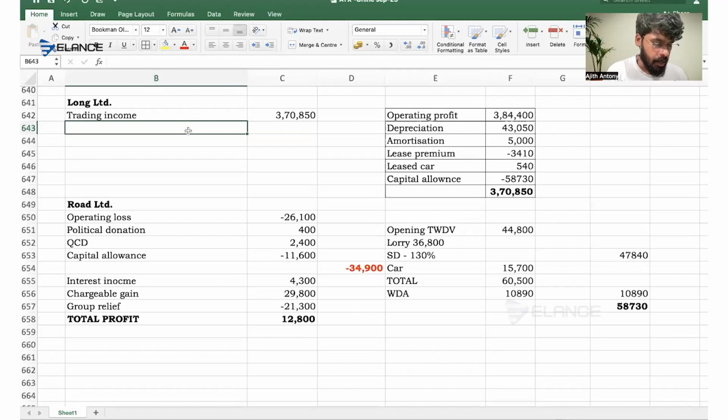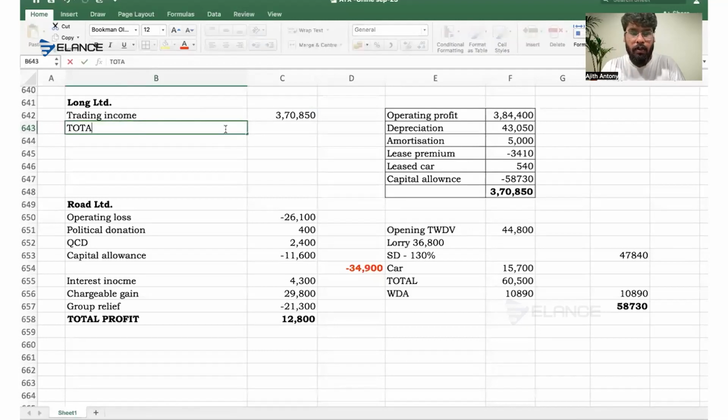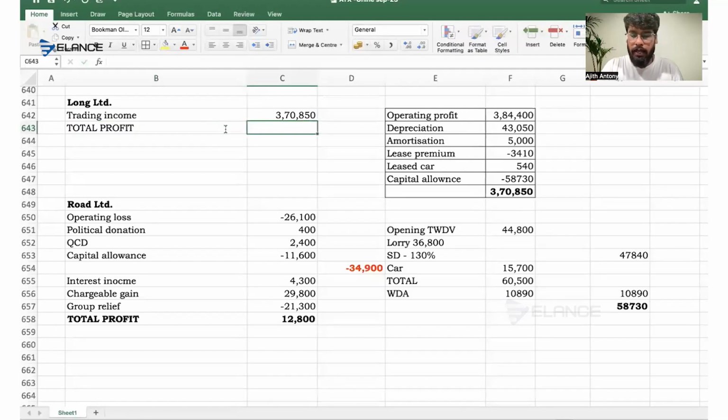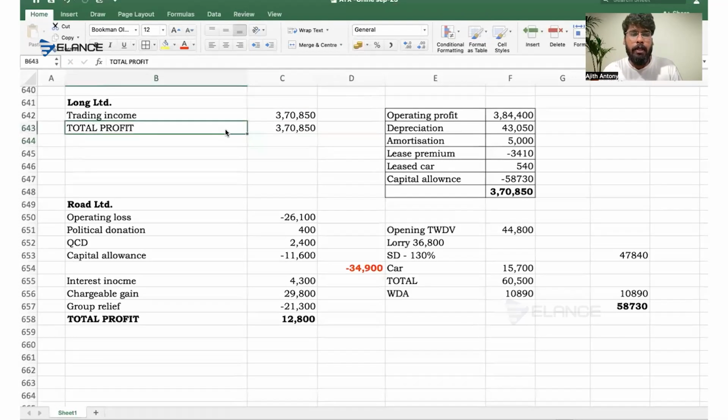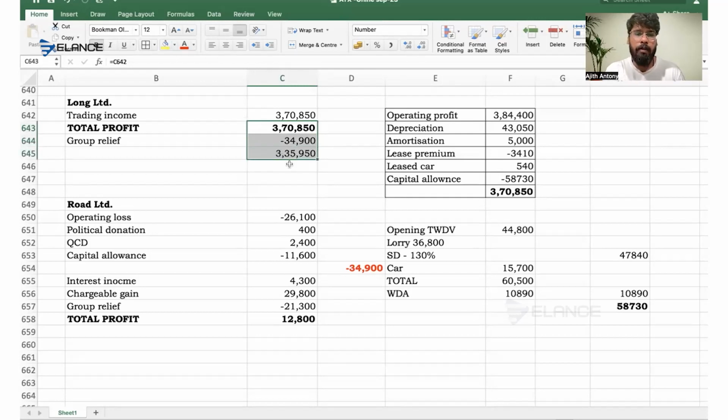Okay, how much does Long Limited have? Long Limited has 3,70,850 as trading income, and it is the total income, the total profit of Long Limited. It is the only income they had, and from this total profit, we can set off the group relief. Long Limited can deduct 34,900 as group relief. This loss is transferred from Rod Limited. Okay, 3,35,950 will be Long Limited's taxable total profit.